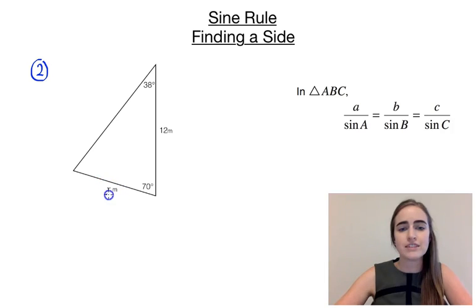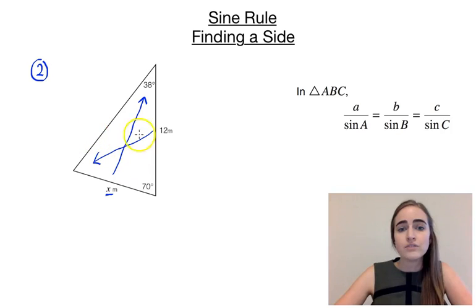Okay, our second example. We're trying to find this side down here this time, that's our x, and opposite that side, we've got this angle of 38 degrees. Now to use the sine rule, we need one other pair, so an angle and a side that are opposite each other. The side that we've been given is this 12, but the angle opposite it is this one over here. And we're not given what that angle is, so we're going to have to figure that out.